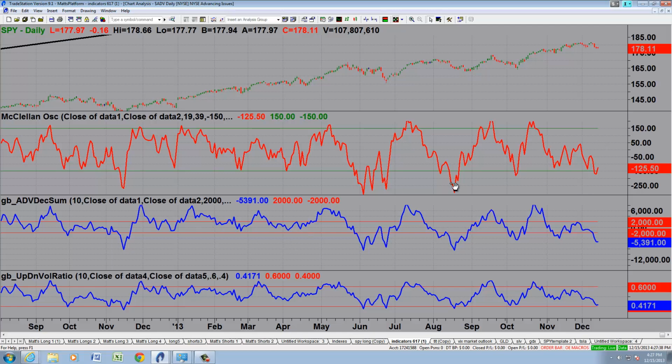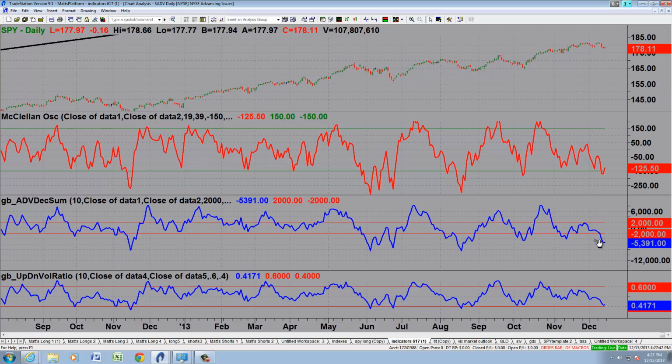Now, what's happening here? Advanced decline has not improved. So as the market's been selling off, the breadth has definitely been weakening, which is a little bit different than what's going on the longer term basis. Remember, the advanced decline chart that I have here is only a 10-day, and as is the up-down volume.